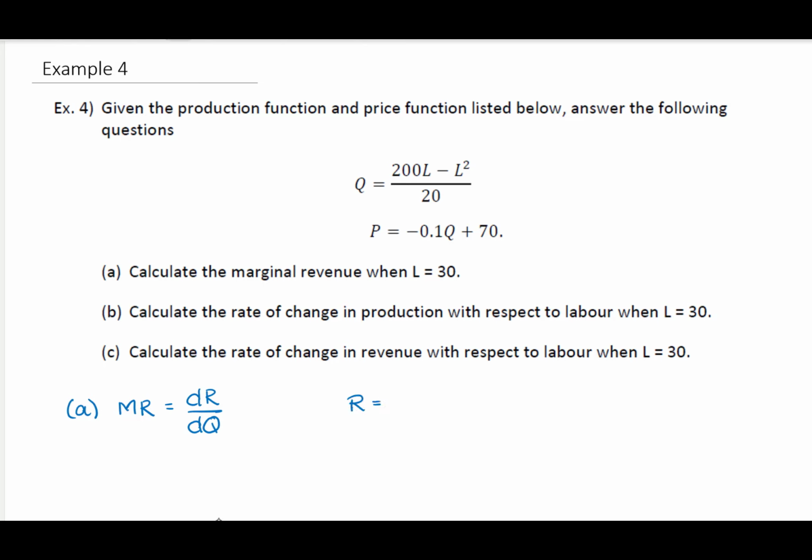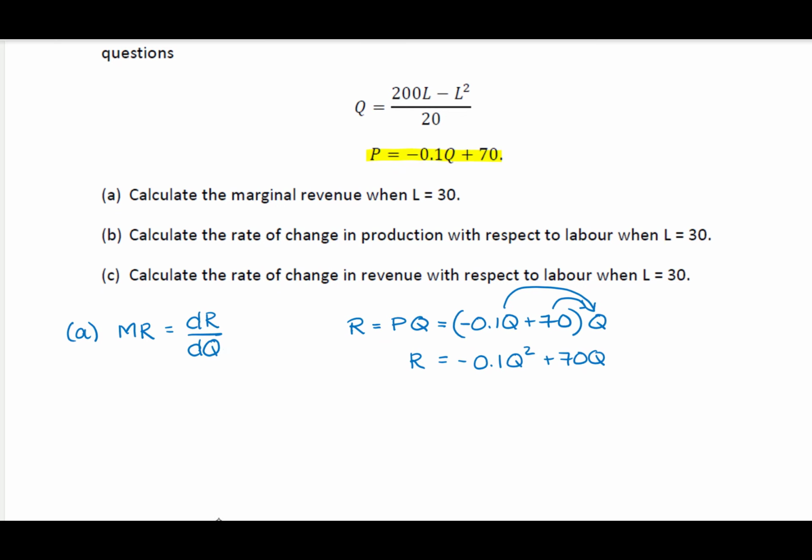So revenue is going to be the price per unit times the quantity sold, PQ, and we want this in terms of Q, not in terms of labor. So we have price, negative 0.1 Q plus 70, that was given to us right here, times quantity Q. I'm going to FOIL this out, so I'm going to multiply negative 0.1 Q times Q, giving me negative 0.1 Q squared, and 70 times Q gives me 70Q. So now I have a revenue function.